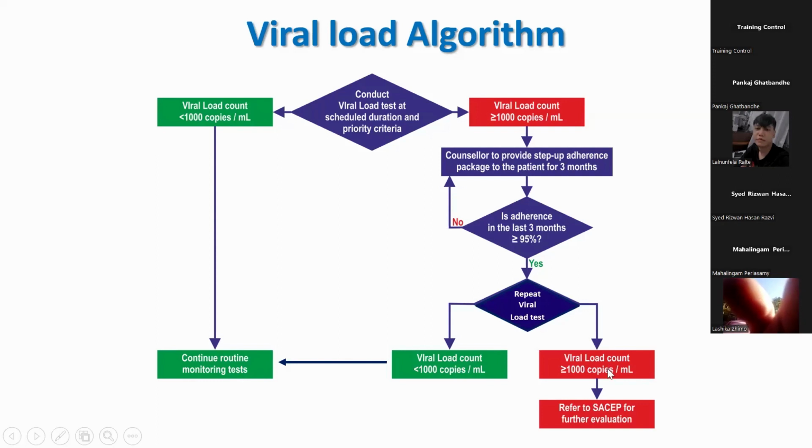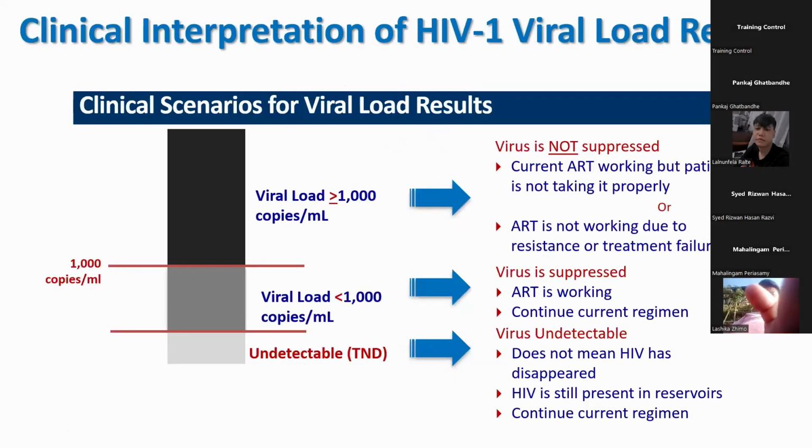Or if it is more than 1000 copies per ml, in spite of adherence counseling and proper adherence, the patient's viral load is very high, then it means it is virally unsuppressed. So then you have to refer the client to the SASAP, which is the State AIDS Clinical Expert Panel, for further evaluation and switching over to the second or third line of therapy.